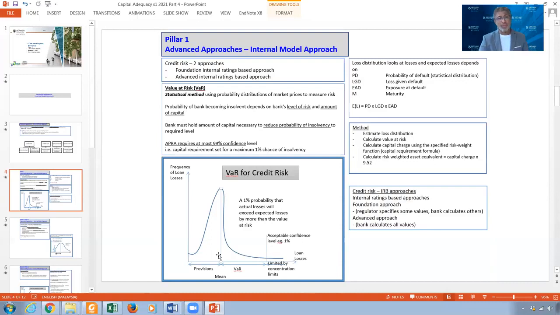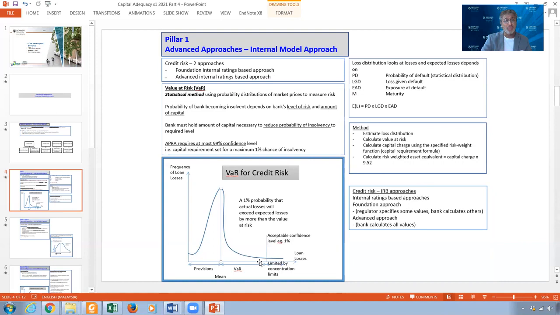And so, for example, if the calculation shows you the VAR from here to here is 13% or 10%, this is the capital you need. If you look at the distribution from here to here, maybe it's 13% or 15%. If this is 5%, so this should be 10%. This is how it works.